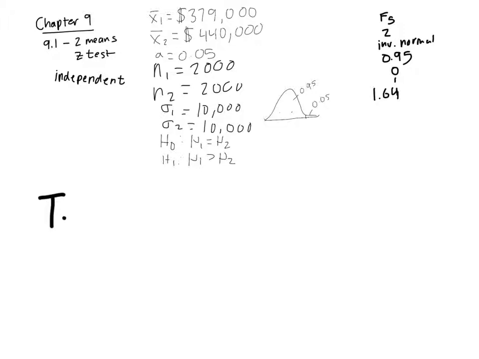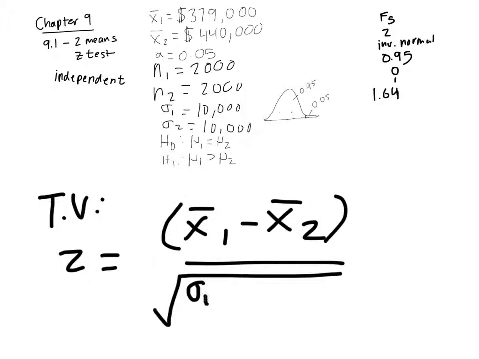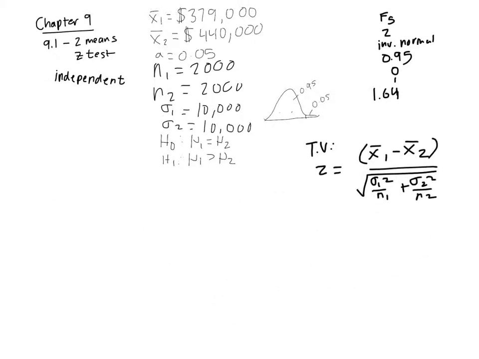So the test value: z equals, in the numerator we have x bar 1 minus x bar 2, divided by the square root of sigma 1 squared over n1 plus sigma 2 squared over n2. It looks a little complicated, but we already have all the numbers up here. So basically all we have to do is plug in. So let's do that right here.